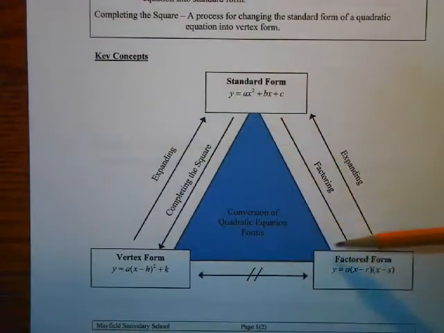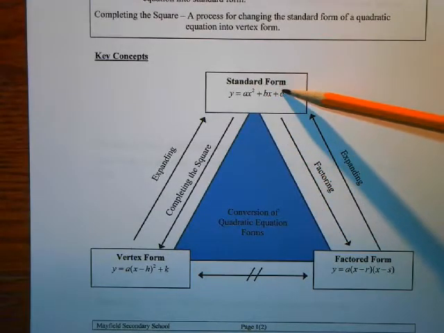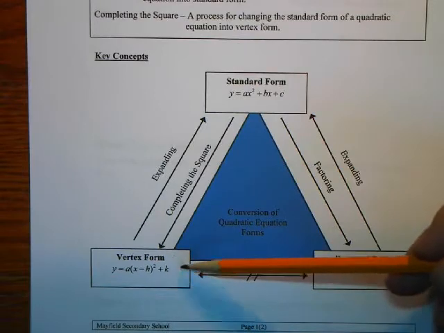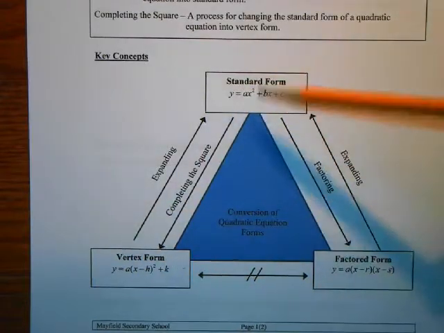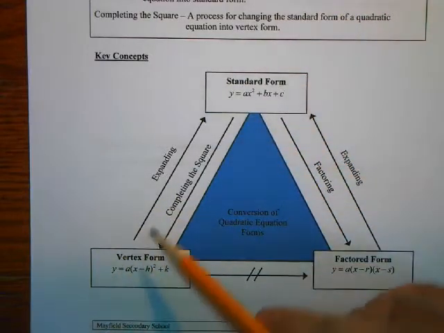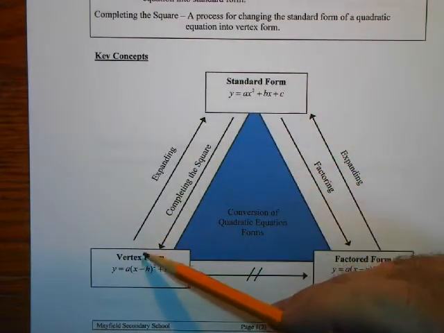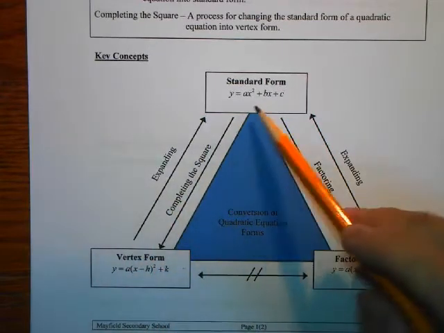you can see it's kind of built on a triangle. At the tips of the triangle, I've got the forms. So I've got standard form here, vertex form in the left corner, and factored form here. So the arrows in between are the processes we use to start with one form to create the other form. Okay, so for example, vertex form, if I want to create standard form, it's just a matter of expanding. So expand the brackets and simplify the terms, and that creates standard form.